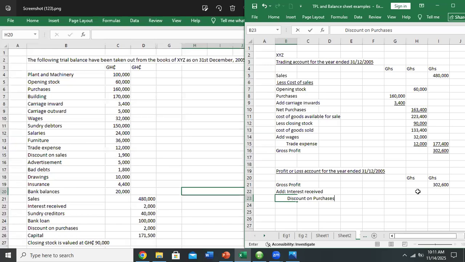Add them to it. You can add them here and bring the total here and add, or you can add them straight ahead. That one is a matter of choice. So I think 2,000 in each case. So we add that to it. And when you add the other income, you now arrive at total income. So our total income will be 306,600. Then you are left with the last thing to do, which is to less your operating expenses.